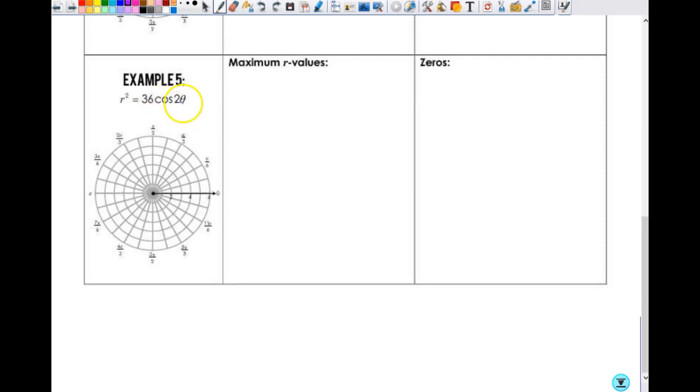This is 2 pi, so that means that the cosine of 2 theta is less than or equal to 1, greater than or equal to negative 1. So I say if cosine of 2 theta equals negative 1, then the absolute value of r equals, well, this is r squared. So to get r, I'm going to take the square root of both sides, right? So it's the absolute value of the square root of 36 times a negative 1.